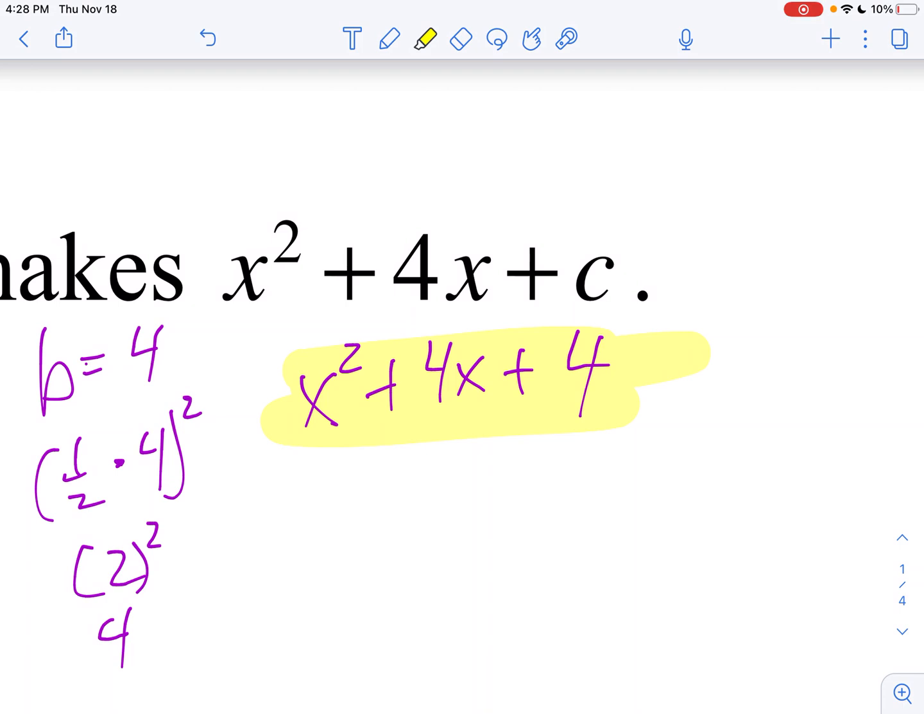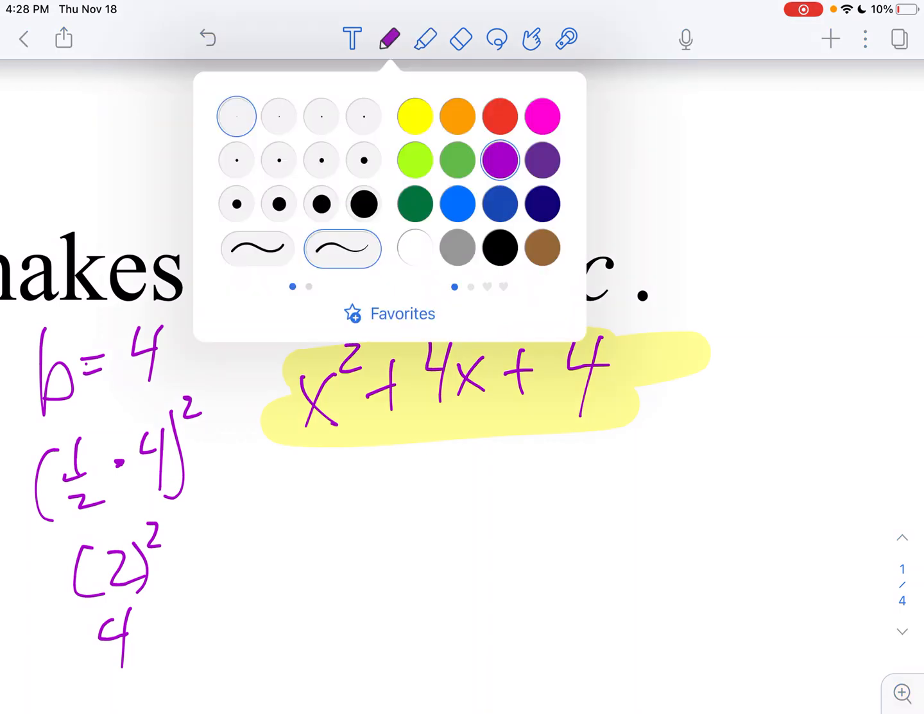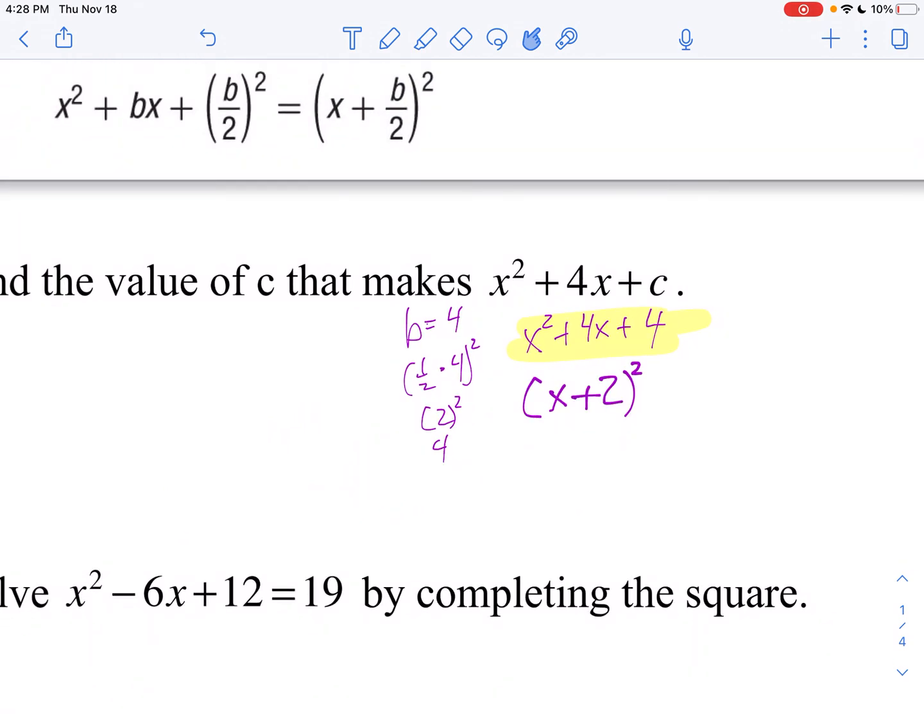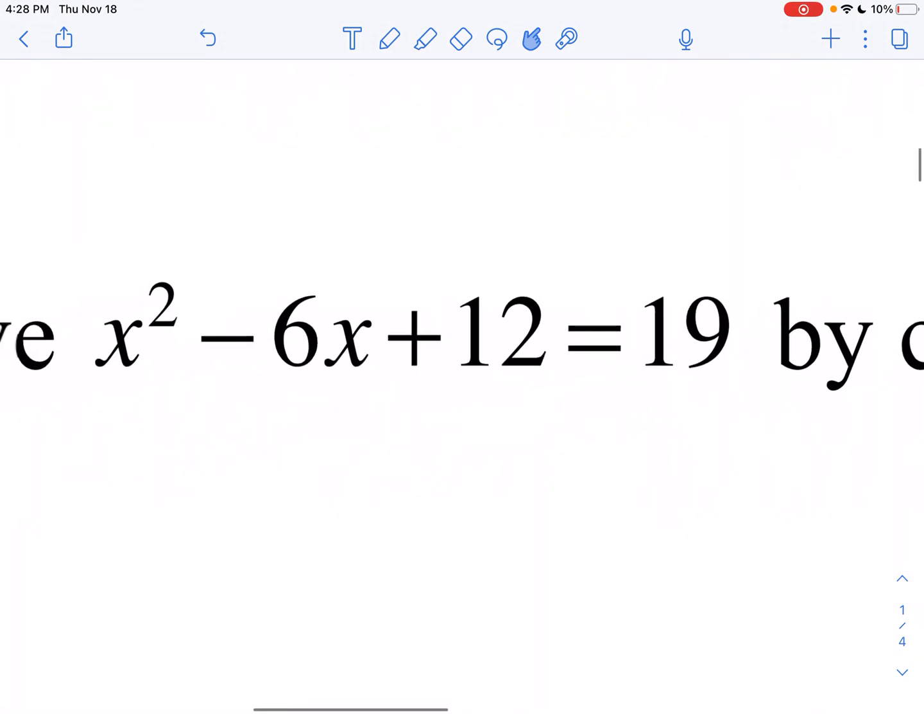I can factor that because that's what the whole idea here is. If I take x plus the square root of 4, well, that's 2, isn't it? So x plus 2, the quantity squared. So x plus 2, the quantity squared, is x squared plus 4x plus 4. Now we can take that and we can apply that to solve an equation.